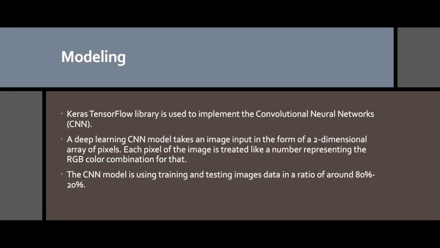Modeling. Keras TensorFlow library is used to implement the convolutional neural network. A deep learning convolutional neural model takes an image input in the form of a two-dimensional array of pixels. Each pixel of the image is treated like a number representing the RGB color combination for that.